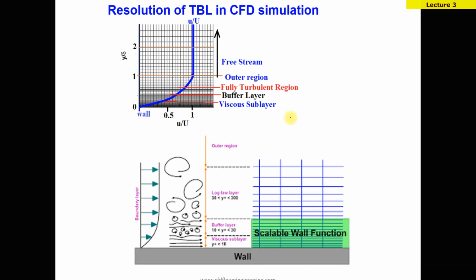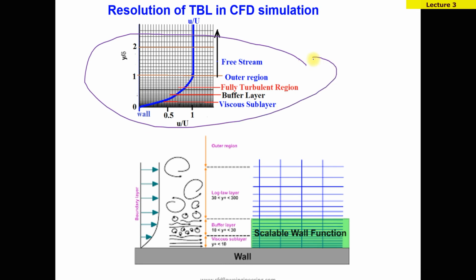In order to save computational cost, we can use the scalable wall function, because most of the cost of the simulation is taken by the high-density mesh near the wall. To reduce this, we can use the scalable wall function. With it, you can use u plus equal to y plus, or u plus equal to 1 upon kappa times ln y plus plus a constant, so that we can save this cost.